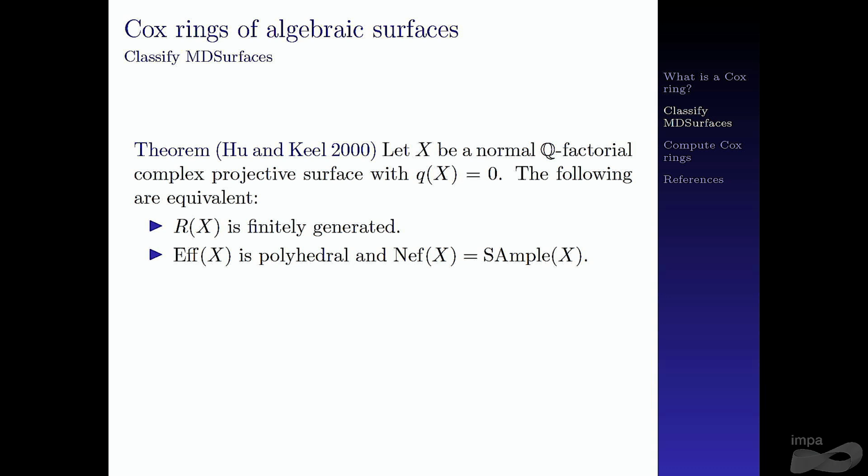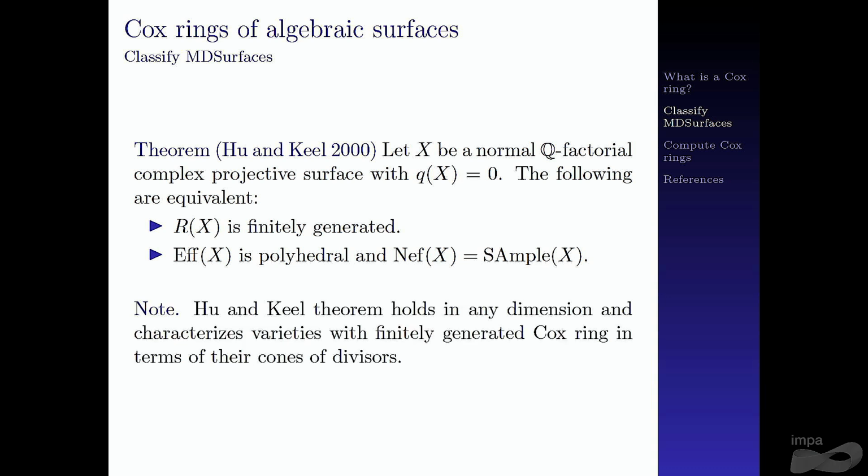Actually, Wu and Kiel proved much more. They provide a general theorem which holds in any dimension, which gives a bridge between the problem of the finite generation of the Cox ring and something related to the birational geometry of the variety. So there is a characterization of finite generation of the Cox ring in terms of the behavior of cones of divisors on varieties in higher dimension, but I will not go into that.